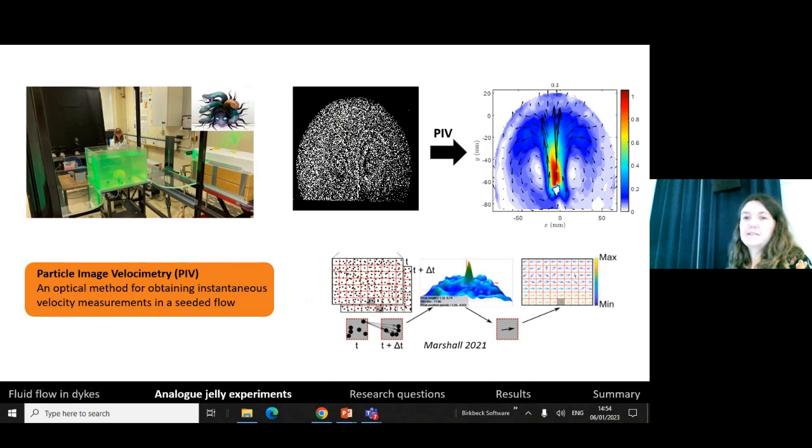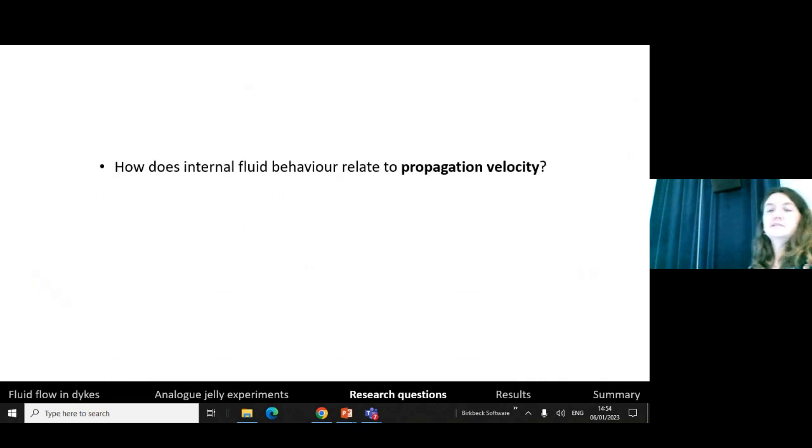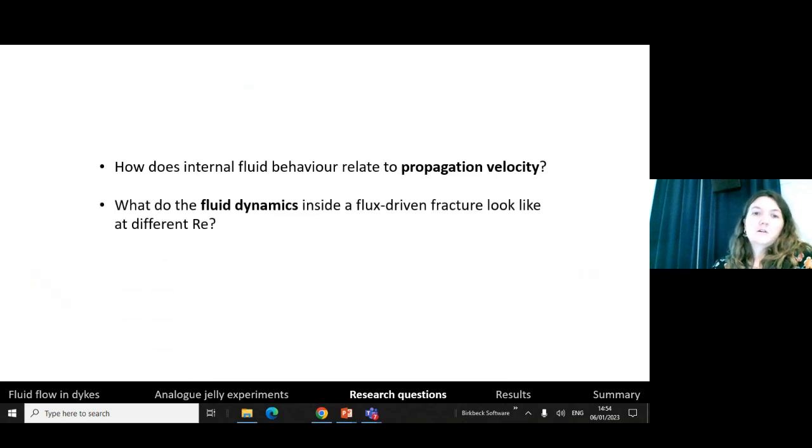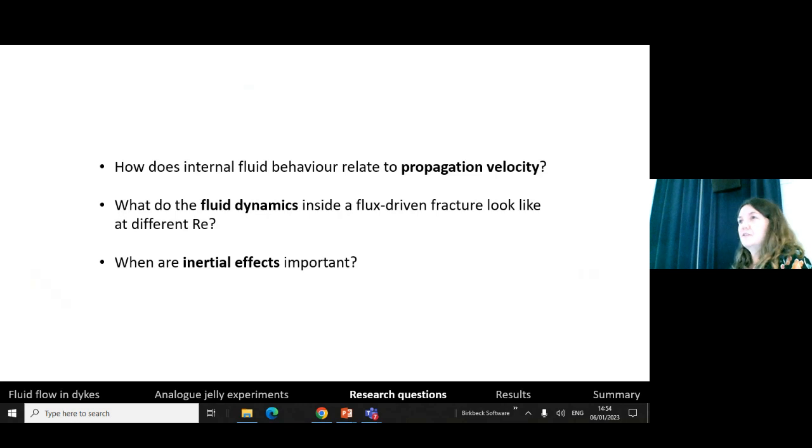So we use these experiments to try and understand more about fluid dynamics, but in particular, we want to answer some questions such as, how does the internal fluid behaviour relate to the overall propagation velocity of the dike, which in nature is the signal that can be measured in natural dikes, as opposed to the velocity of the internal flow. We also want to know what the fluid dynamics look like at different Reynolds numbers. So is it always unidirectional? And also I should mention that our experiments are always flux driven. The dikes don't become buoyant. And finally, when are inertial effects important?